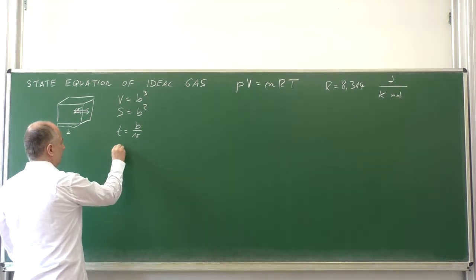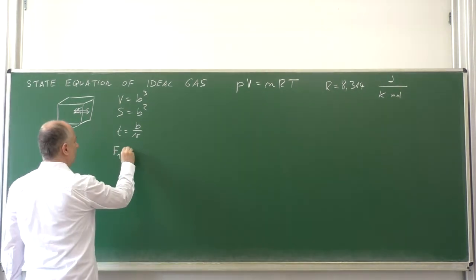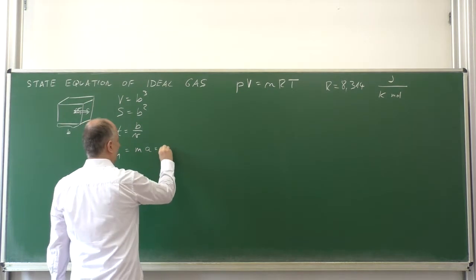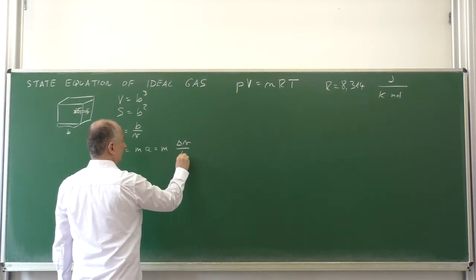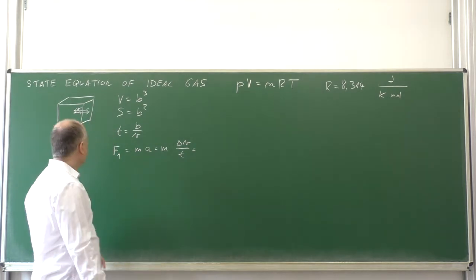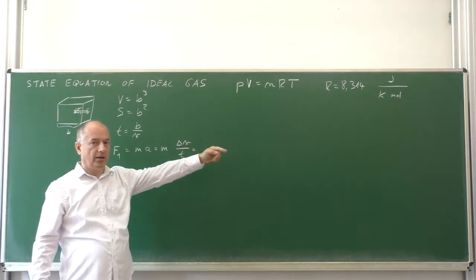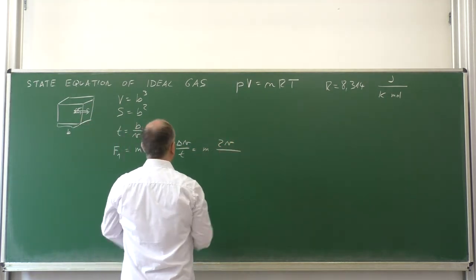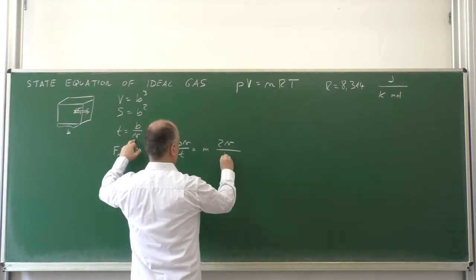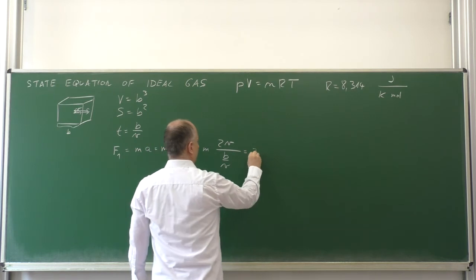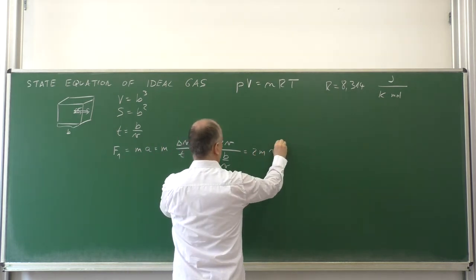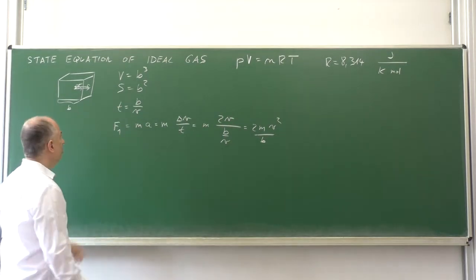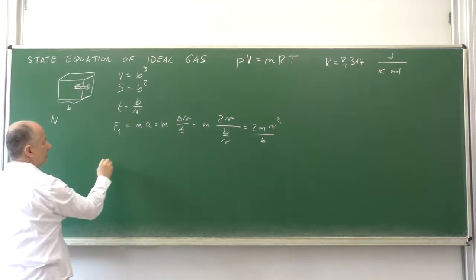And the force from one molecule will be the mass of the molecule times the acceleration. Acceleration is the change of the velocity over some time t. And if it travels with velocity v to the right and then v to the left, then the change of the velocity is 2v, and the time is b divided by v, which is 2mv squared divided by b.